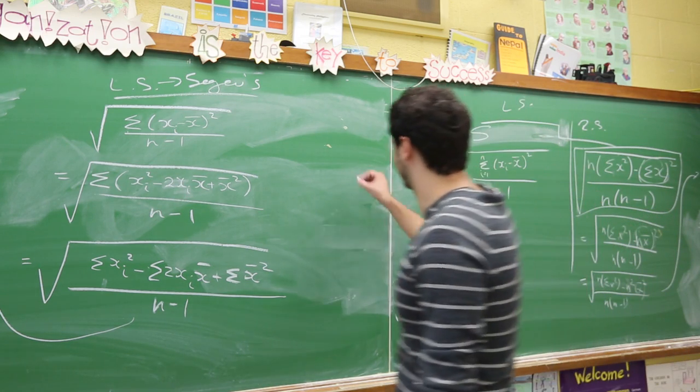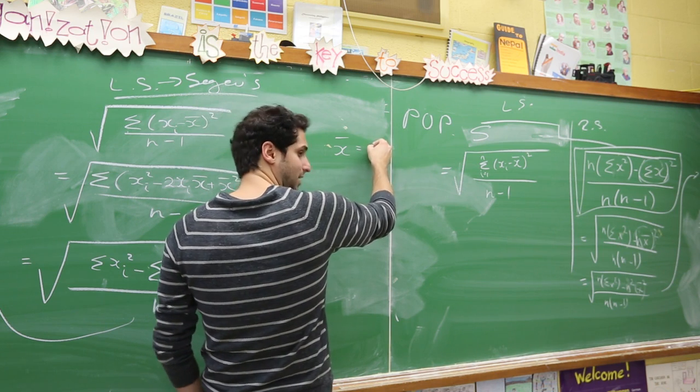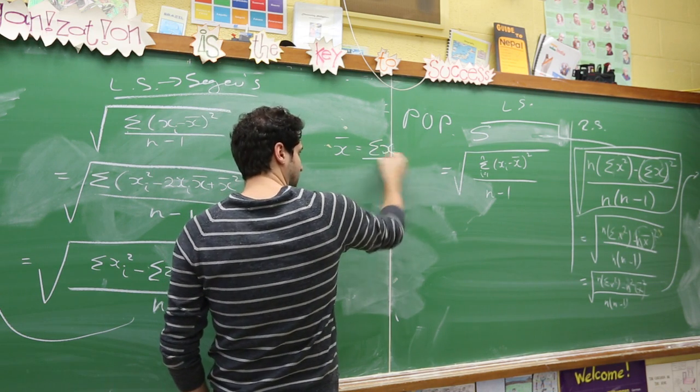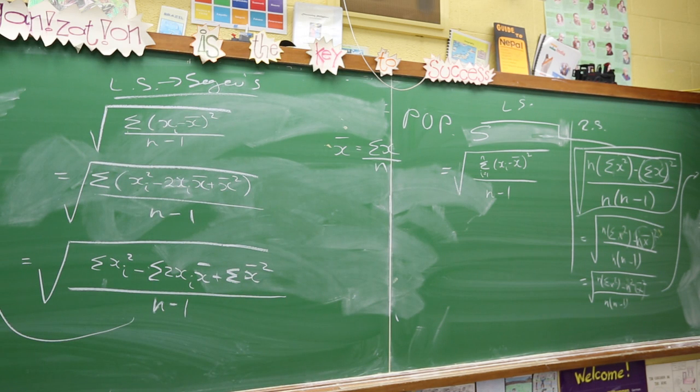And to get rid of the x bars, we're going to use the exact same thing that Milad used, which is the fact that x bar is average, and by definition, it's sum of the data divided by the number of data points. So let's do that replacement.